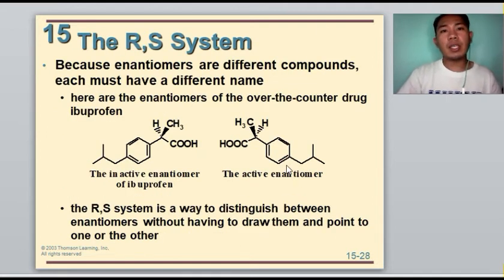Now the question is, how do we specify the configuration of a stereocenter? Because enantiomers are different compounds, each must have a different name. The over-the-counter drug which we know, ibuprofen, for example, displays enantiomerism and can exist as the pair of enantiomers shown here.